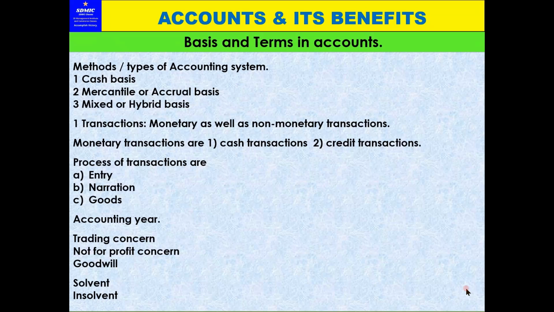Whereas in insolvent, that means a person's or a firm's or a company's liabilities are more than their assets. Even if they sell their assets, they cannot pay off their liabilities. So in that case, the company will become an insolvent company because it cannot run further.